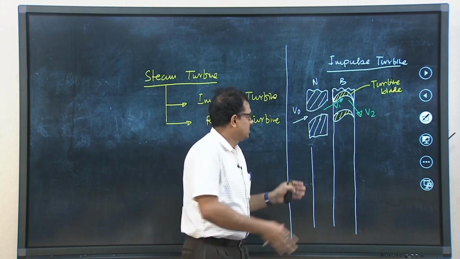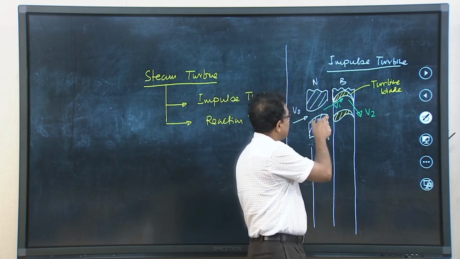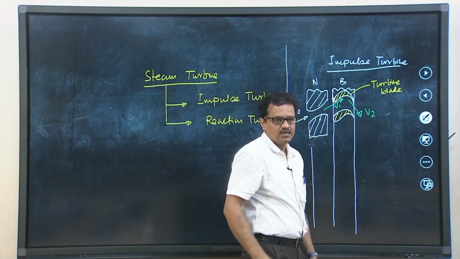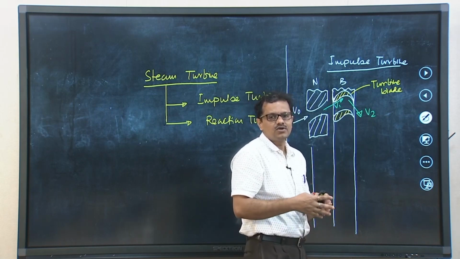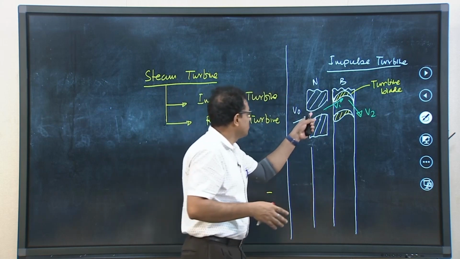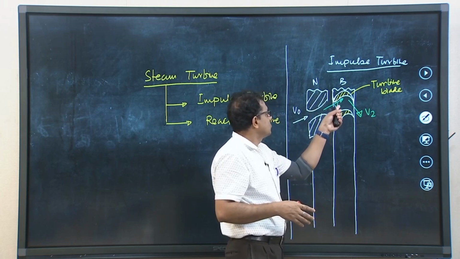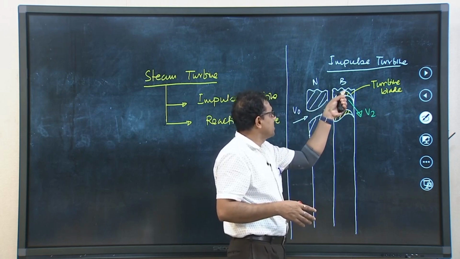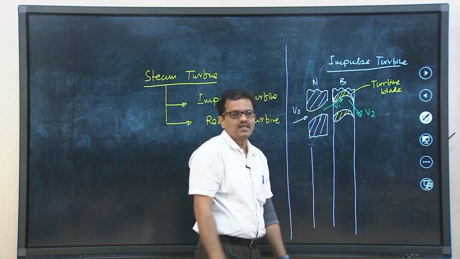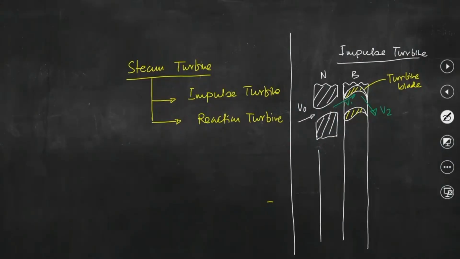So, this is called one set: one row of nozzles followed by one row of blades. These two rows together constitute a stage. So, this is called the first stage or single stage.